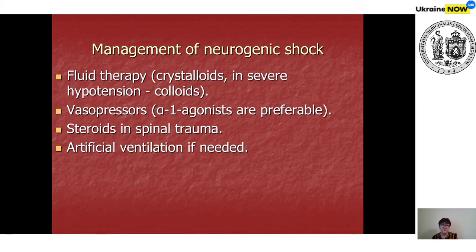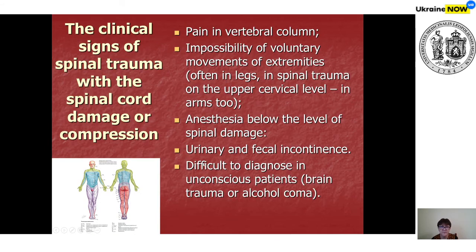Management of neurogenic shock. Fluid therapy, mainly crystalloids. In severe hypotension may be considered colloids. Vasopressors, preferable alpha-1 agonists. Steroids in spinal trauma and artificial ventilation if needed.